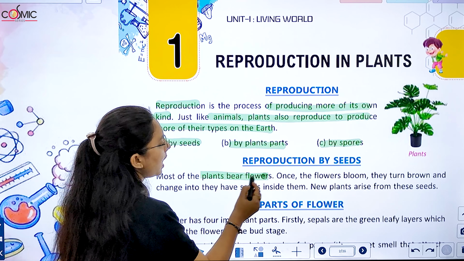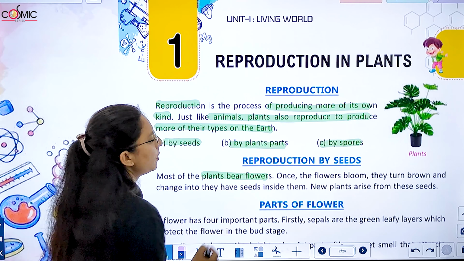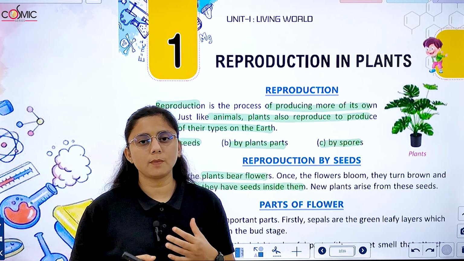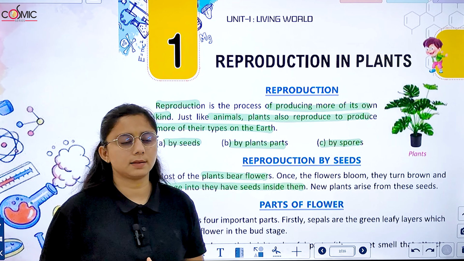Most of the plants bear flowers. Once the flower blooms, it turns brown. You may see that, as soon as flowers bloom, they turn brown and change into fruits. They have seeds inside them, and new plants arise from these seeds.